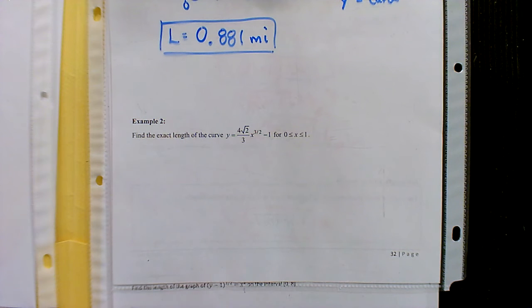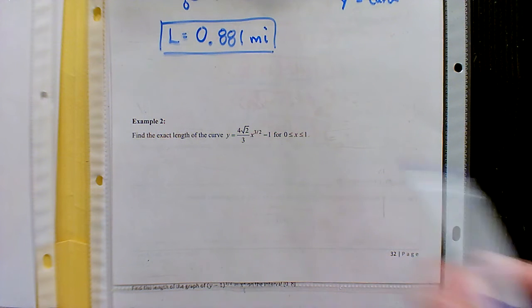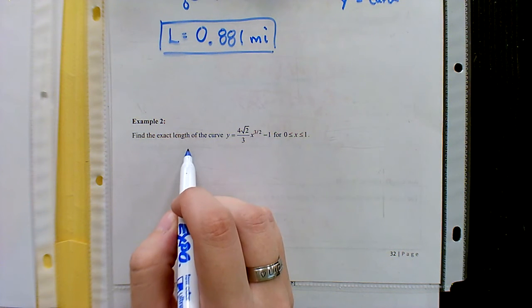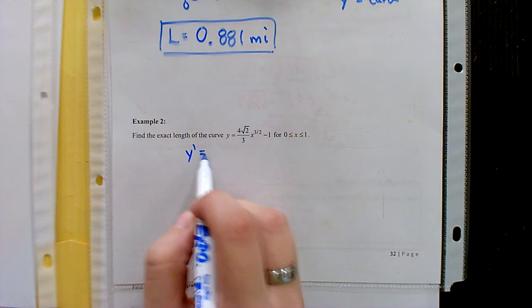Maybe. All right, let's try the next one. Find the exact length of the curve from 0 to 1. So let's maybe find the derivative first.